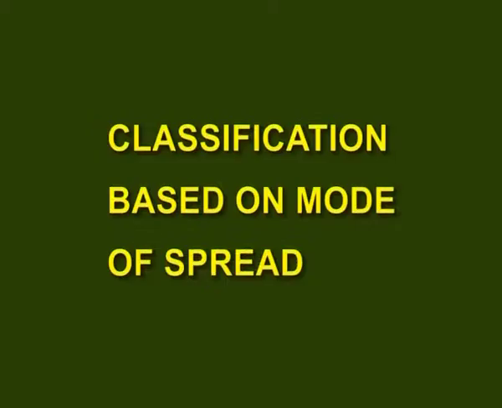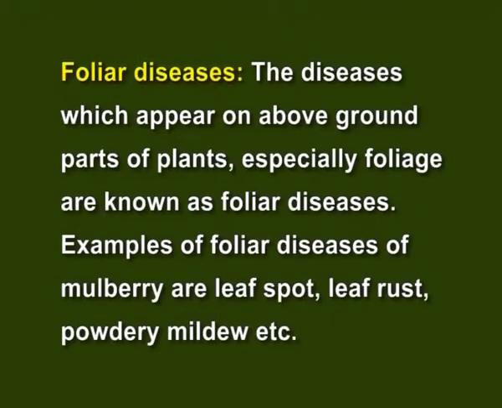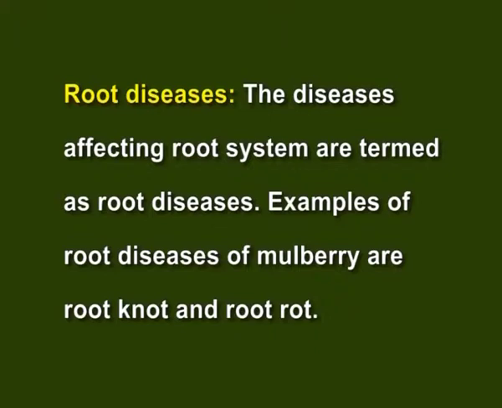Classification based on plant parts affected. Based on the plant parts affected, the diseases of mulberry can be classified into 4 groups such as foliar diseases, root diseases, vascular diseases and systemic diseases. Foliar diseases: the diseases which appear on above ground parts of plants, especially foliage, are known as foliar diseases. Examples: leaf spot, leaf rust, powdery mildew. Root diseases: the diseases affecting root system are termed as root diseases. Examples of root diseases of mulberry are root knot and root rot.